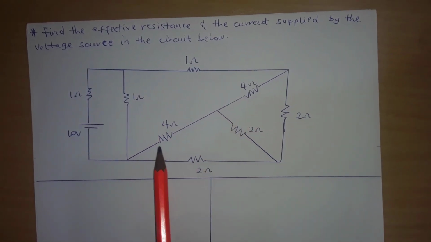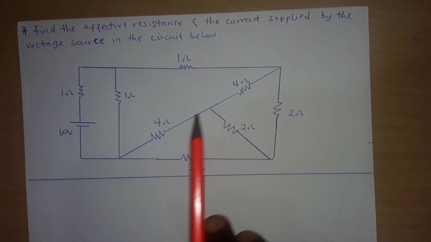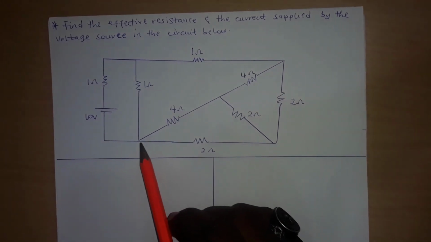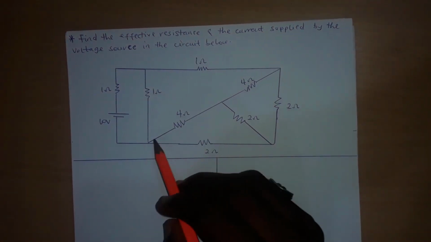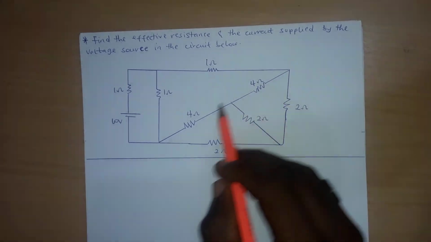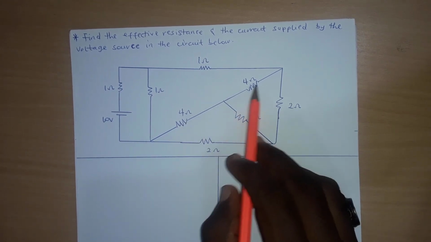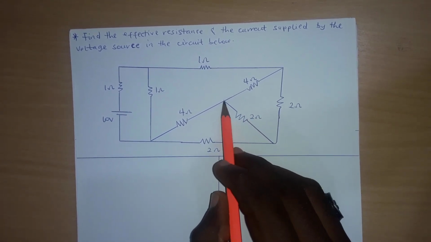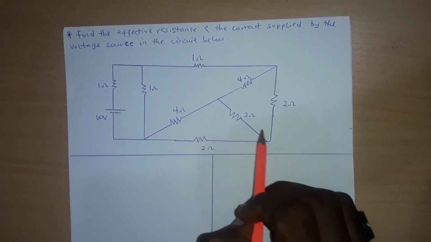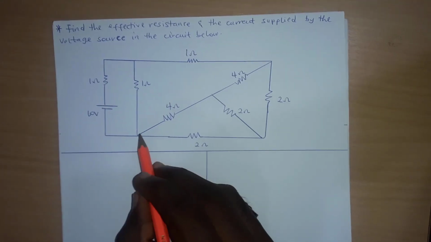From here we cannot, here too we cannot. The same thing applies here, the same thing also applies here. So then what do we do? We can see that this is a star. You can see this is a very big star here, because all the resistors, that is the 4, this 4 and this 2, are all connected at a point here. So we can replace this star with a delta. So what will happen? Let's see.